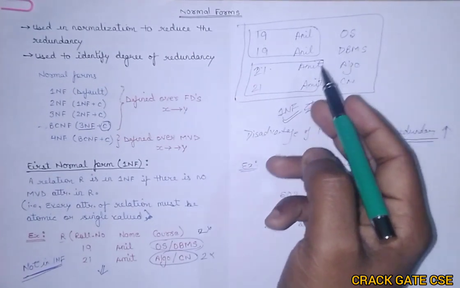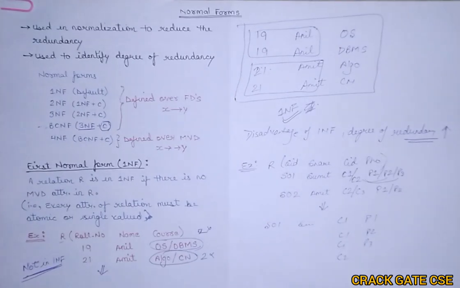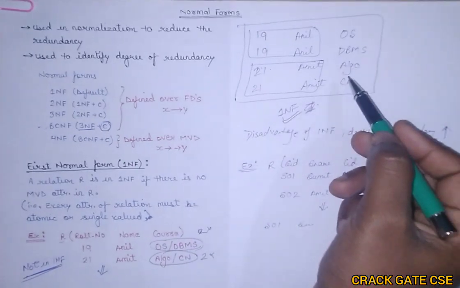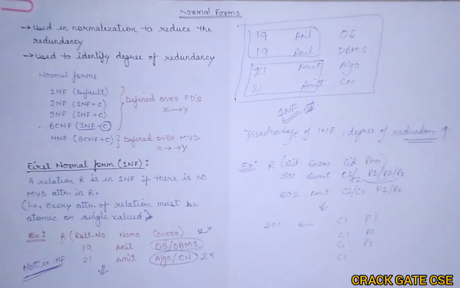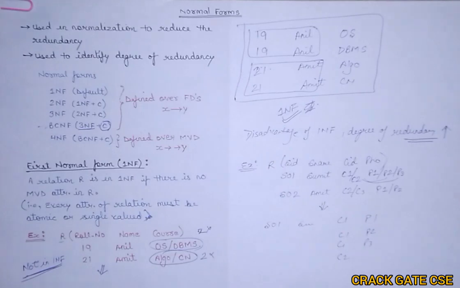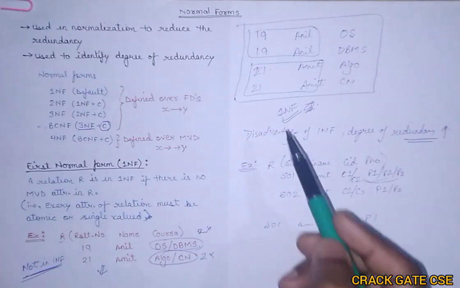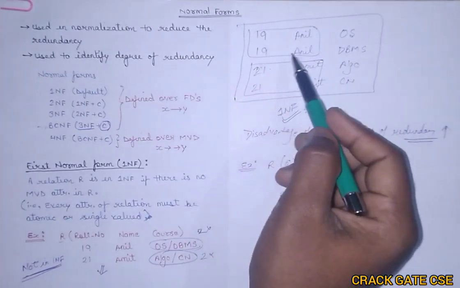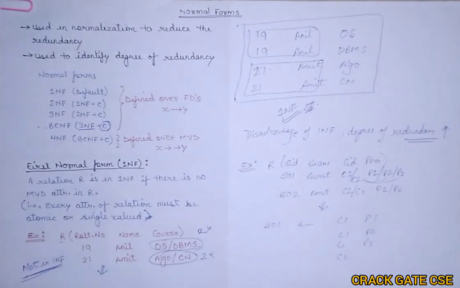If I write it like this, then this table is said to be in 1NF, because every attribute of the relation has a single or atomic value. By comparing these two tables, the given one and the derived one, you can easily say that the disadvantage of 1NF is the degree of redundancy. That means it has more redundant data compared to the original, because you can see that 19 has been repeated. That means it is redundant.